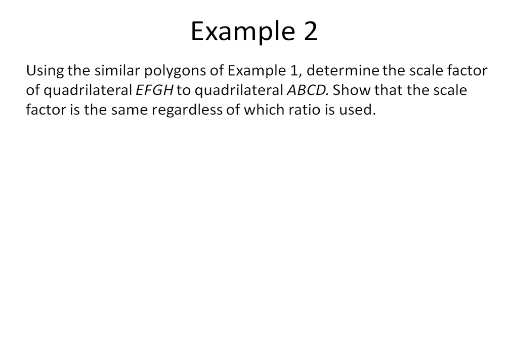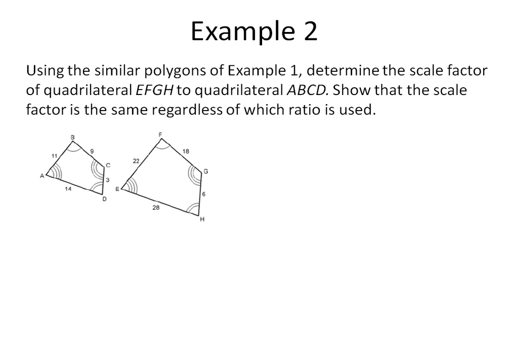Okay, example 2. Using the similar polygons of example 1, determine the scale factor of quadrilateral EFGH to quadrilateral ABCD. Show that the scale factor is the same regardless of which ratio is used. Please note, the one that they list first has to be the top one in the ratio. Okay, so EFGH is this one on the right. So we need to take a corresponding side from it and relate it to the corresponding side of the one on the left. Okay, so the scale factor is equal to 22 to 11, which is equal to 2.